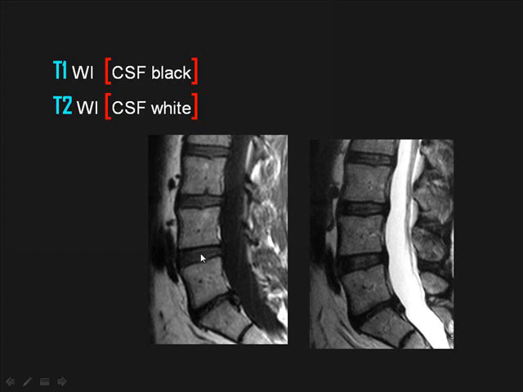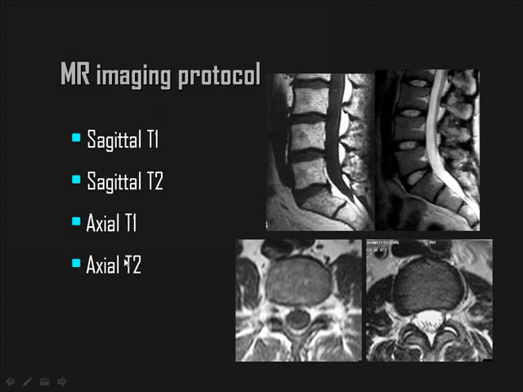And you know the disc contains fluid, and the normal disc should be black in the T1 and should be bright in the T2. These discs are not normal. Look at that. If you see the CSF black, this is T1. The CSF is bright, this is T2. The disc is black, this is T1. The disc is bright, this is T2.